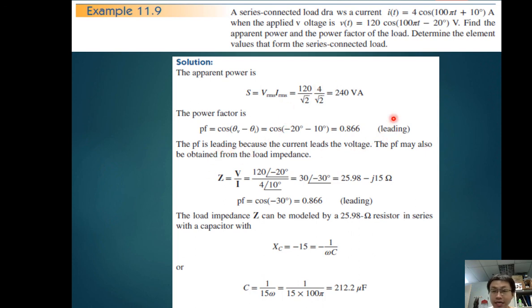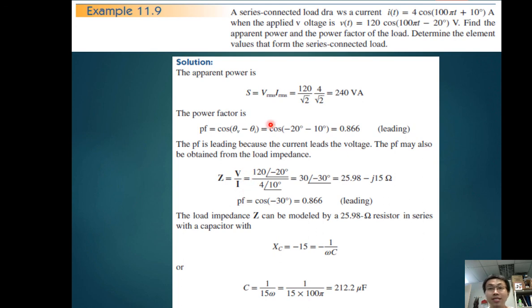And then determine the element that forms the series connected load. The power factor is leading. When it is leading, just for information, it is a capacitor. Leading means the current leads the voltage. If we refer back to the capacitor impedance, we see that the current is leading the voltage, and we know that it is a capacitor.